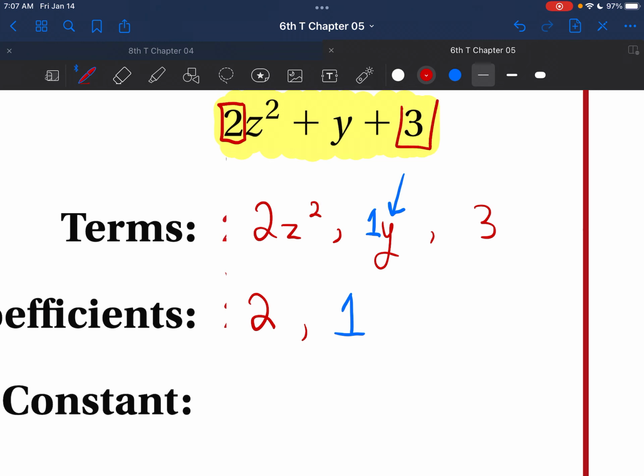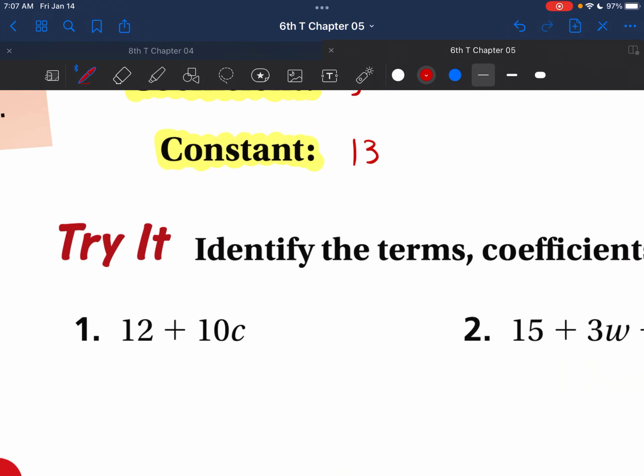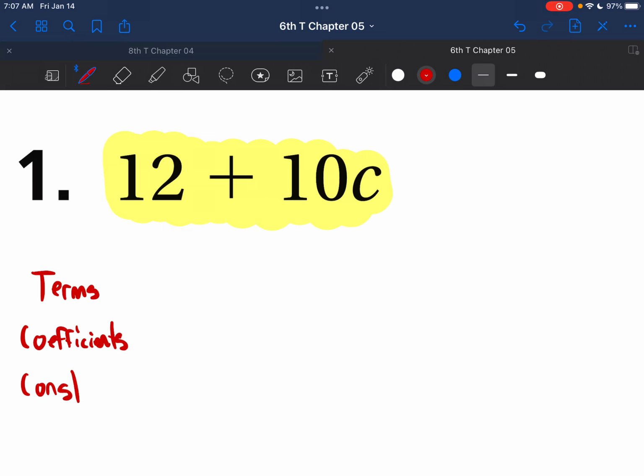And last but not least, we have a constant, a number that does not change. It stays the same. It's just going to be the number 3. All right, that's pretty much it for this first part of the lesson. Let's try a few other problems and see if we can figure it out. So please write down this problem, and we are going to label our terms. We are going to label our coefficients, and then we are going to label our constants.